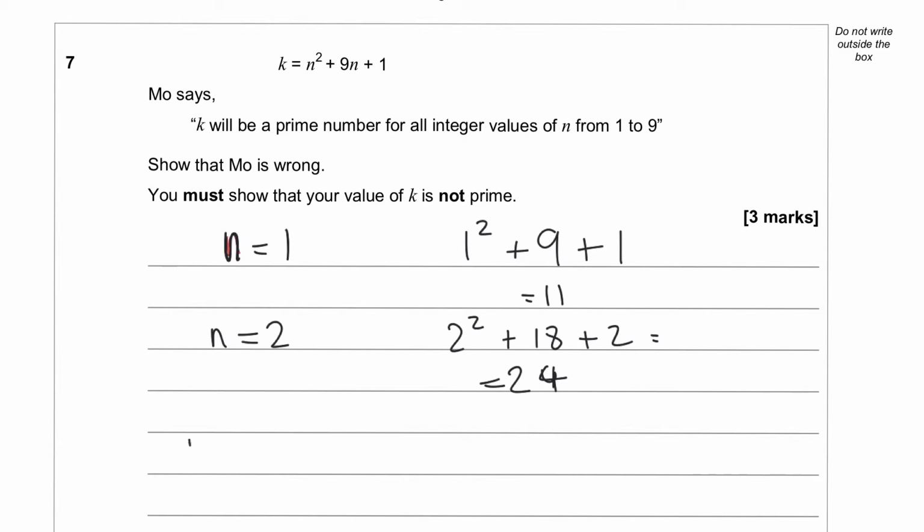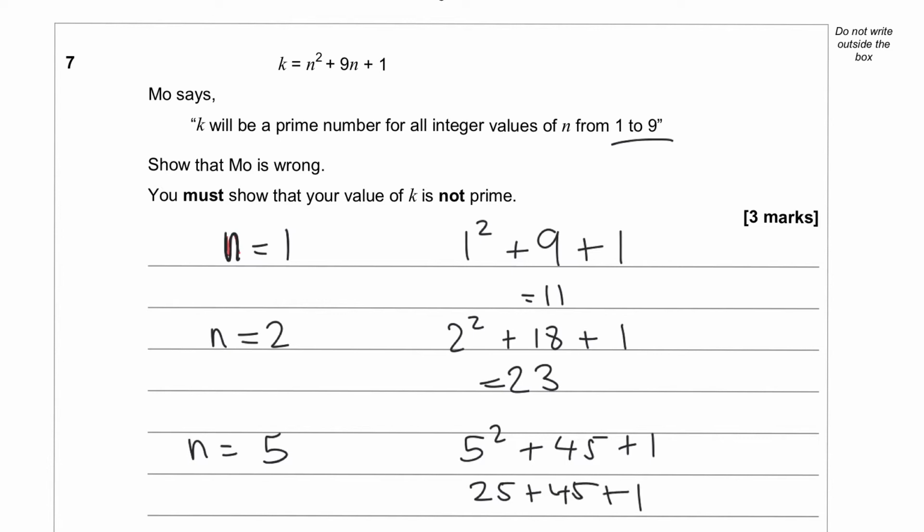Then I'm going to use another one just to see if my point is back. Pick another number between 1 and like 5. So 5 squared plus 45 plus... oh, I just realized, it would be plus the 1. So 25 plus 45 plus 1 would give you an answer of 71. Oh, that's also a prime number.